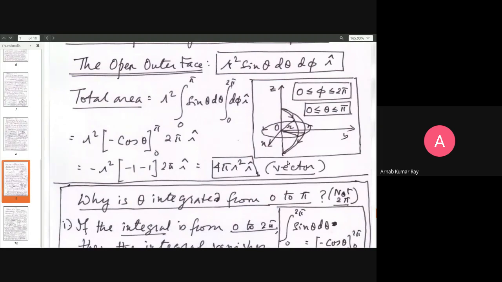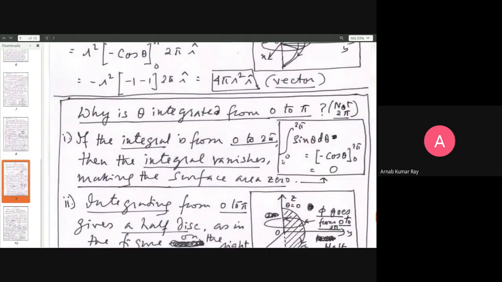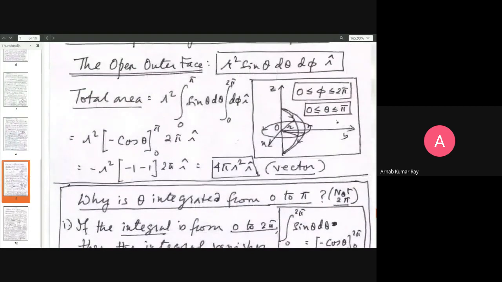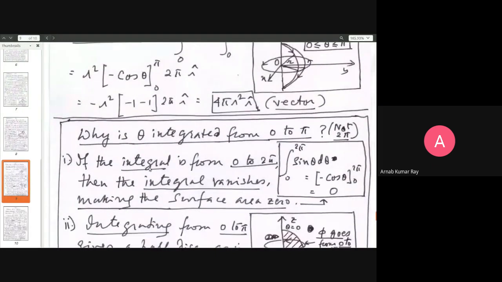I hope you're familiar with this formula. That's the full surface area of a sphere. Now the next question, why is theta integrated from 0 to pi and not 2 pi? Please be attentive on this point. Many arguments. I'll first give you the simple algebraic argument.